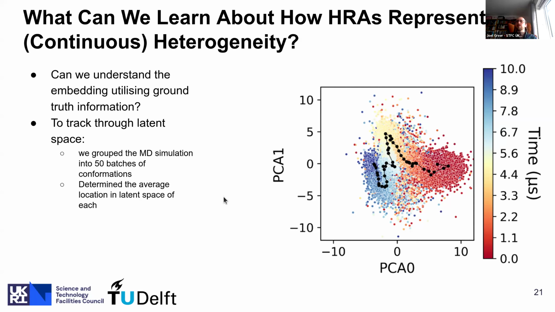And you can see that from our knowledge of the ground truth information, this latent space embedding is potentially reasonably sensible, and actually allows us to track the MD simulation contiguously in time through the latent space embedding.